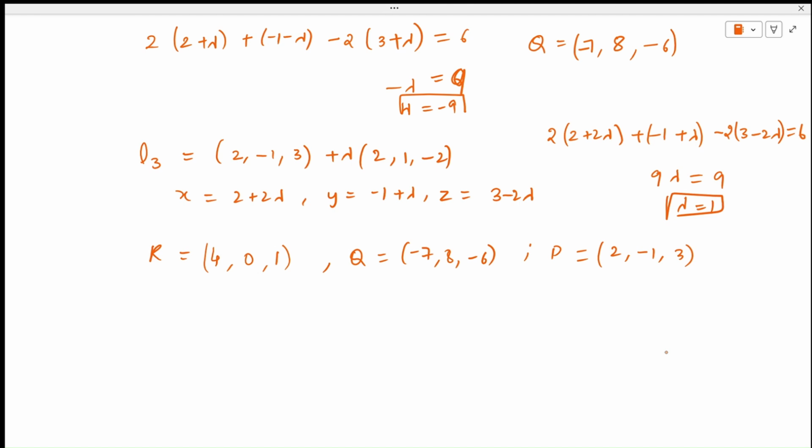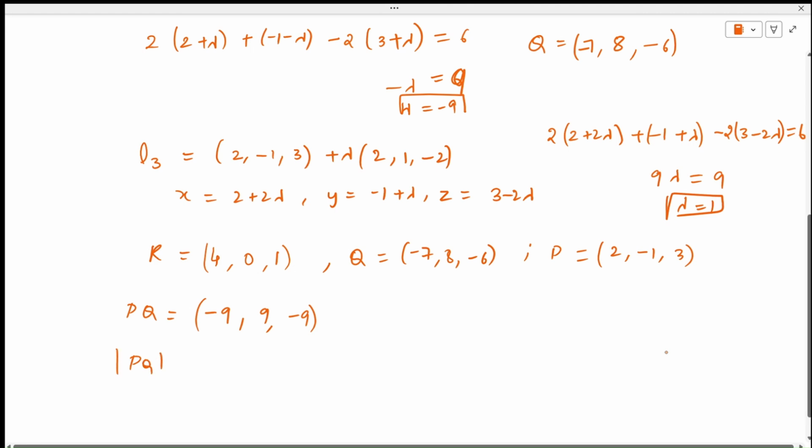For the first two questions, we have to find PQ and QR. So first let us write the vectors. PQ is equal to Q minus P. So minus 7 minus 2 is minus 9. 8 plus 1 is 9. And minus 6 minus 3 is minus 9. So the magnitude of PQ is equal to root of 9 square plus 9 square plus 9 square, which is equal to 9 root 3. And QR is equal to R minus Q.